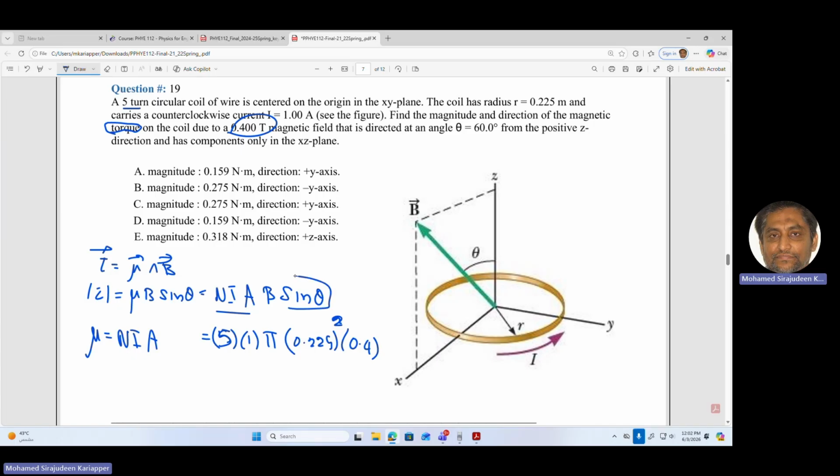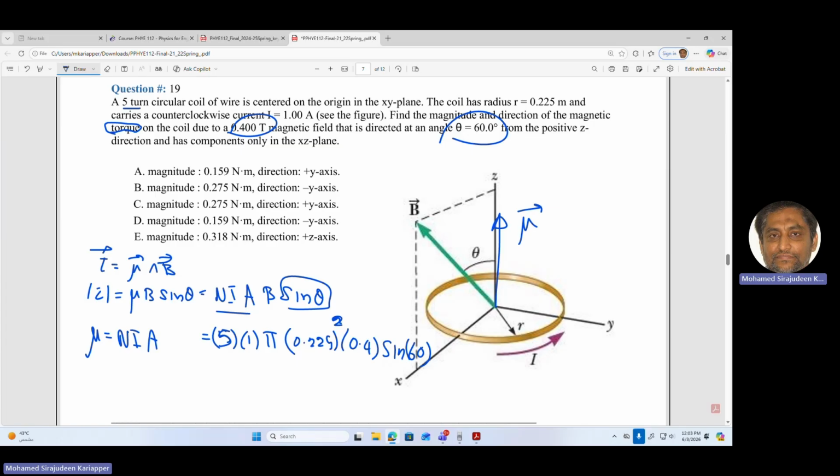and theta is what? Theta is the angle between B and mu. So we need to know the direction of the mu now. The current is flowing, looking from above, counterclockwise, so the mu direction will be along the z-axis, and we are already given the angle between B and the z-axis, which is theta. So we take that value, 60. Do you have any issue with the direction of the mu? It's fine.